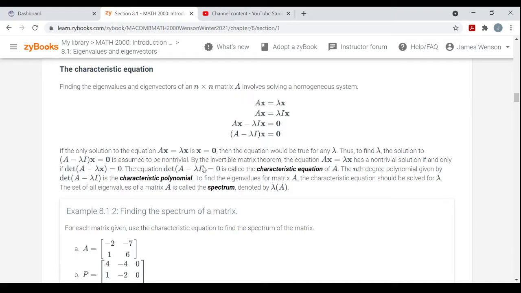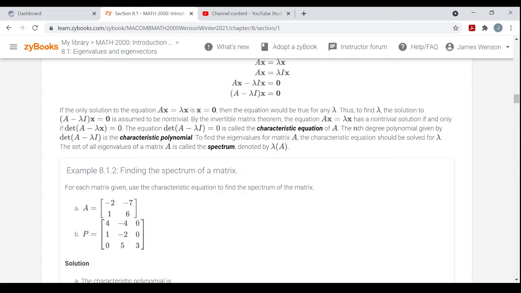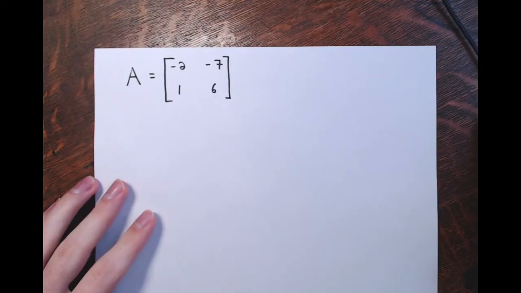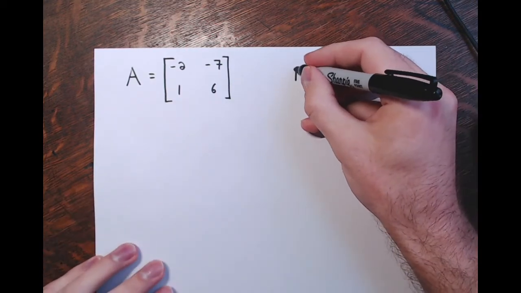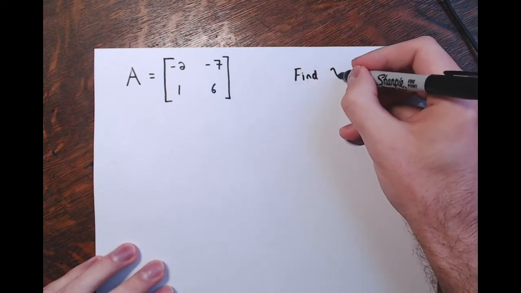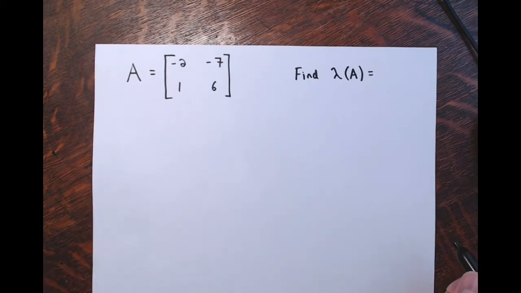characteristic equation true. And then later we're going to find, again, all the eigenvectors that correspond to these values of lambda. You're going to plug a value of lambda into this equation here, and solve for x, solve this homogeneous system. All right. So for example, I'll write these up here. Okay, so here's a 2 by 2 matrix, and suppose we're asked to find lambda of A. Again, this is the set of all eigenvalues of A.